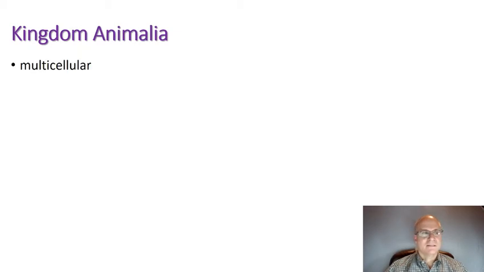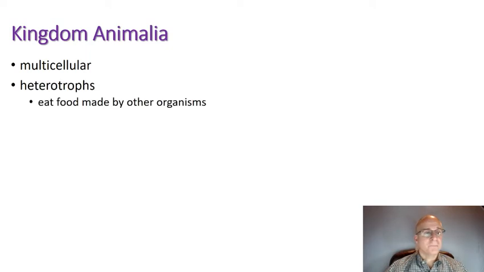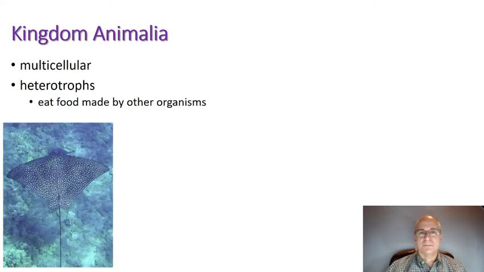Kingdom Animalia, these are multicellular organisms made up of more than one cell. They are heterotrophs, so they are not able to manufacture their own food. They are going to depend on food that is made by other organisms.